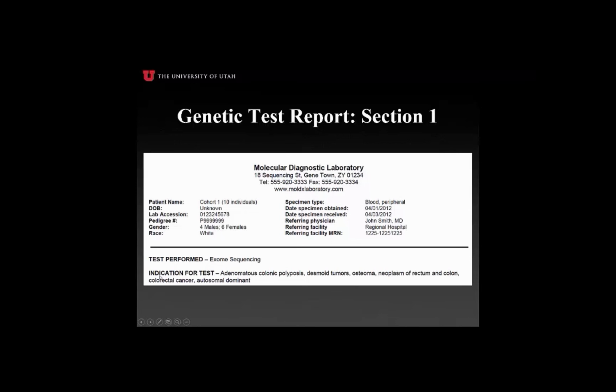Shown below the header is the test we performed, in this case exome sequencing, as well as the reason or indication for the test. As Sean mentioned, all individuals presented with at least one of these symptoms: adenomatous colonic polyposis, desmoid tumors, osteomas, neoplasm of the rectum and colon, and colorectal cancer. We were also told that it was an autosomal dominant disorder. Thus, this section of the report outlines the goal of the test, which was namely to identify which gene is damaged or mutated in all the cohort individuals and leads to these shared observed symptoms.